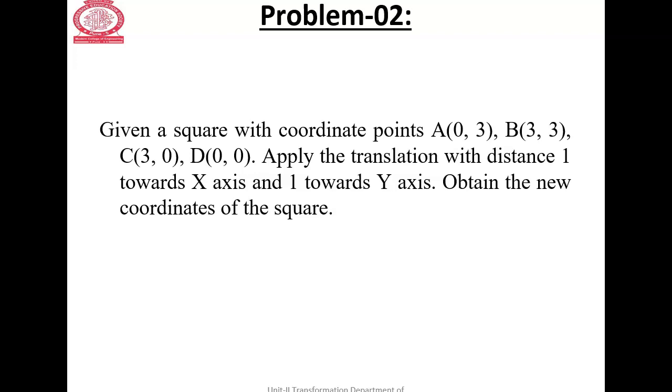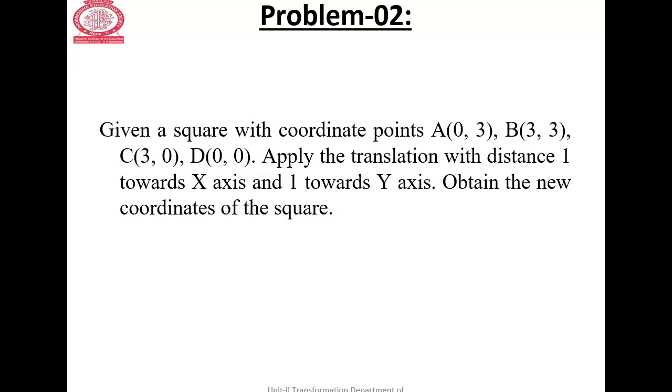1, 4, correct. As well as for B, the old coordinates are 3 3. To that 3 3 you can add 1 1, so the new coordinates of B will be 4 4. Similarly for C, old coordinates are 3 and 0. You can add 1 1 to it, it will become 4 1. And for D, old coordinates are 0 0. You can add 1 1 to it, so D's coordinates will become 1 1.